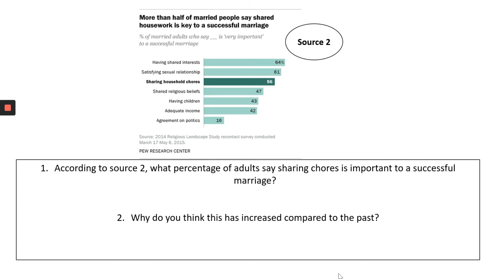So this one is more than half of married people say shared housework is key to a successful marriage. So here you've got the percentage of married adults who say that these things are very important to a successful marriage. So the one that we're perhaps mostly interested in is the one in bold, sharing household chores. So 56% of married adults said that that was important. So answer those two questions below.